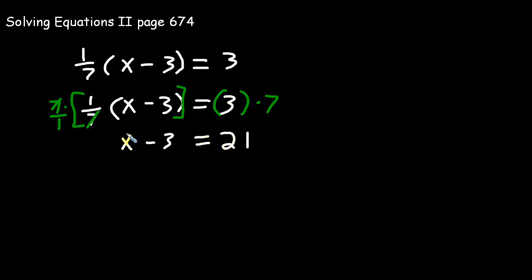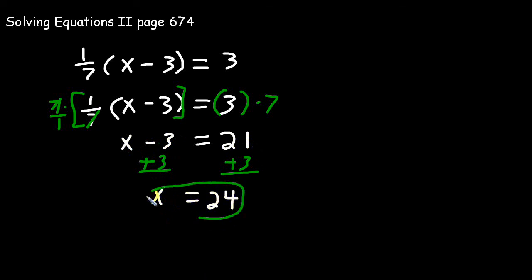Now we want to isolate the x, so we've got to get rid of the minus 3. So how do we get rid of minus 3? Well, what is the opposite of minus 3? Well, plus 3. So what I'm going to do is add 3 to both sides. If I add 3 to each side, here we'd have x, and this would be 0. So x plus 0 would just be x, and then 21 plus 3 would be 24. So the solution to the problem, or the answer to the question, is 24.